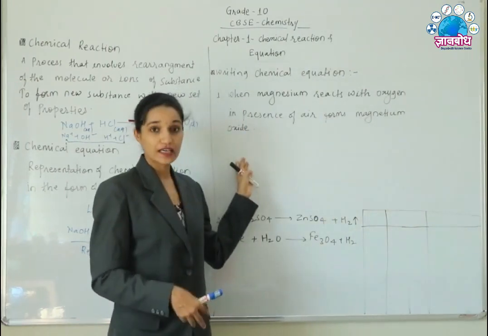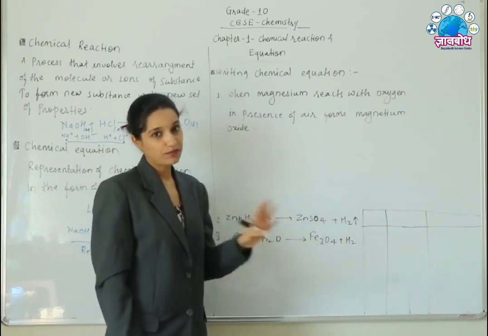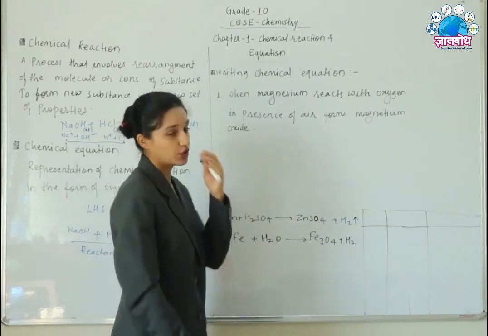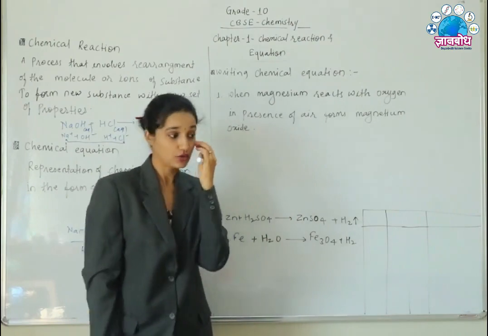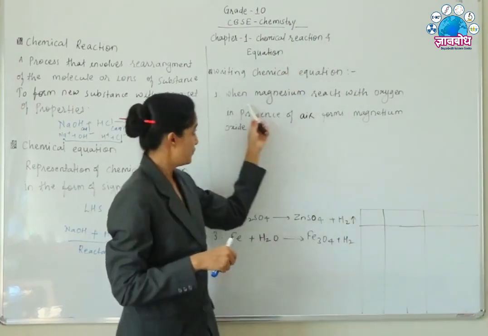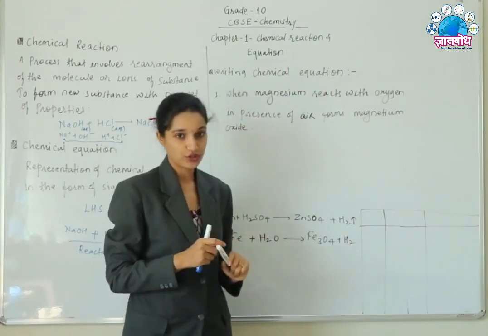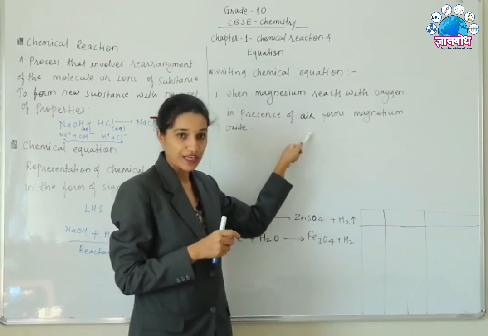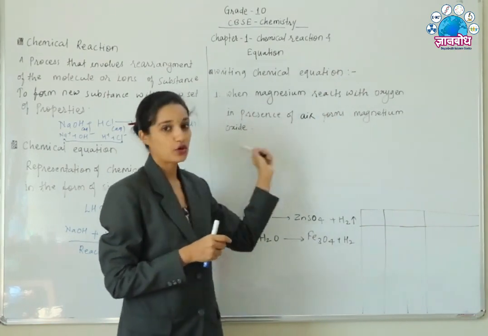Now let's take a very simple example, the burning of magnesium. I have written one example here on the board. Let's read. When magnesium reacts with oxygen, that is in presence of air, it forms magnesium oxide.